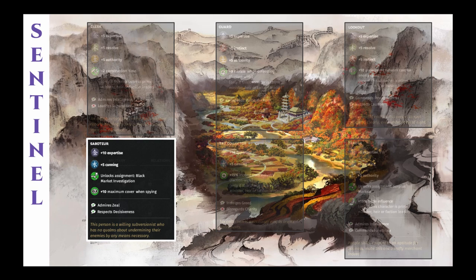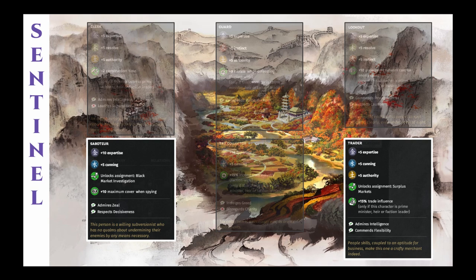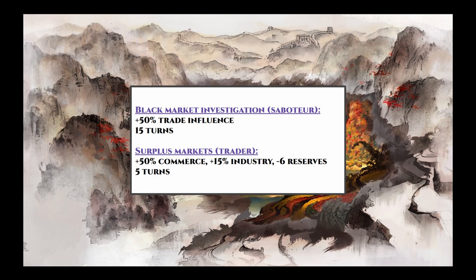Now, lastly, and most importantly, we're going to take a look at the 2 backgrounds that provide unique assignments, as assignment slots are much more available than heir and prime minister slots. Here, the Saboteur unlocks Black Market Investigation, and Traders unlock Surplus Market. Black Market Investigation adds 50% to your trade influence for 15 turns.